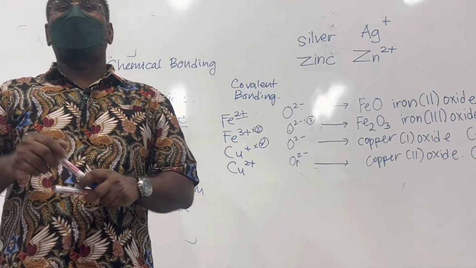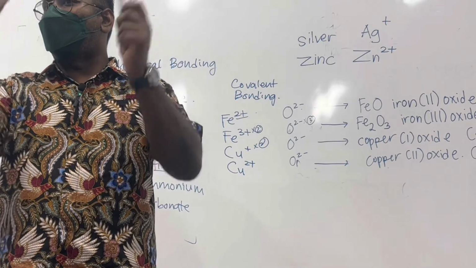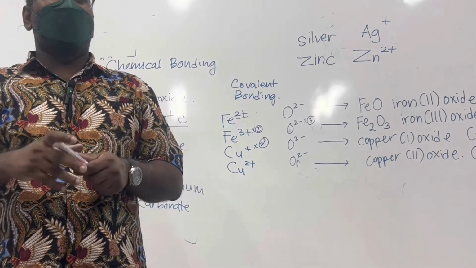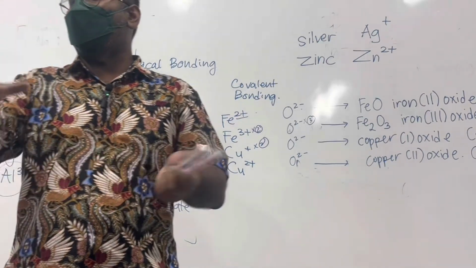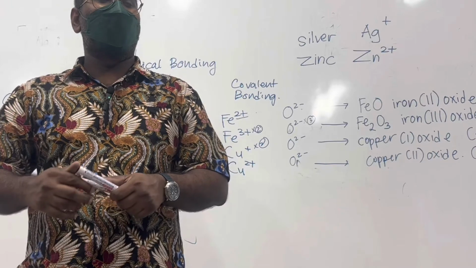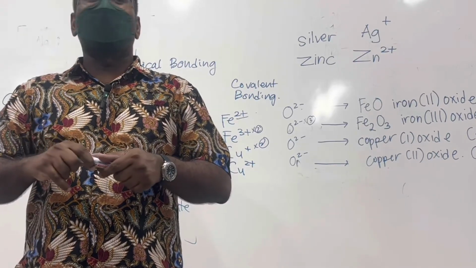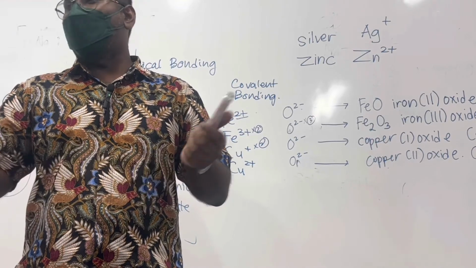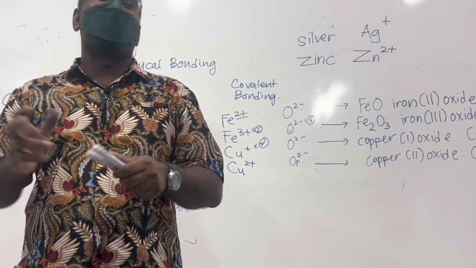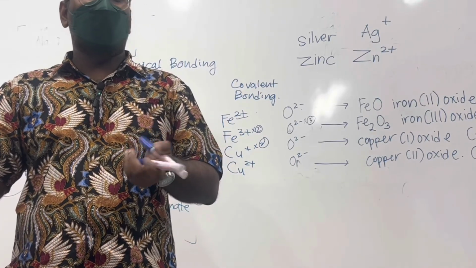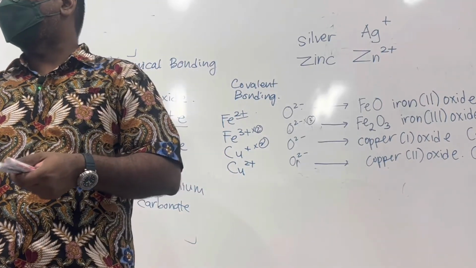So not all transition metals need the Roman number in the middle. Like zinc, it's okay to say zinc sulfate, zinc chloride. No need to put a number. Why? Because zinc is always plus 2. Sodium chloride, you don't actually say sodium 1 something. No need, because sodium is always plus 1.